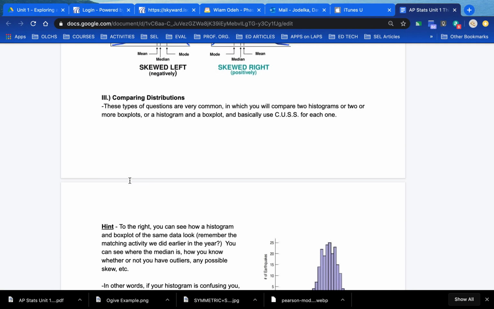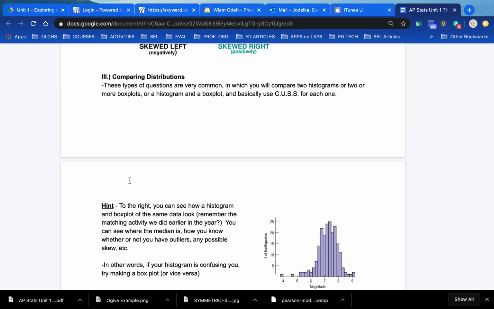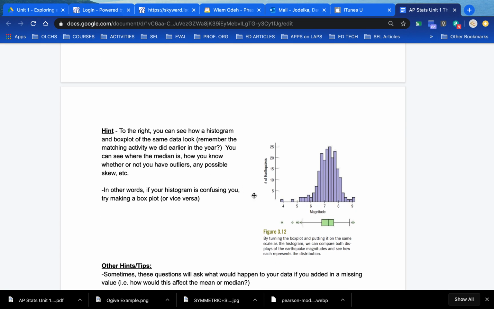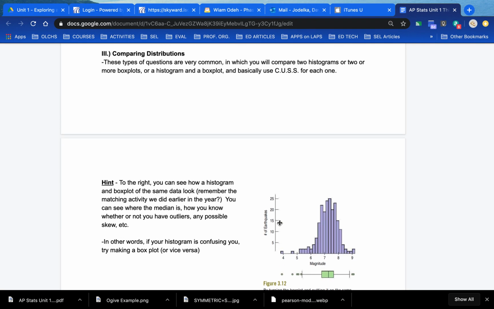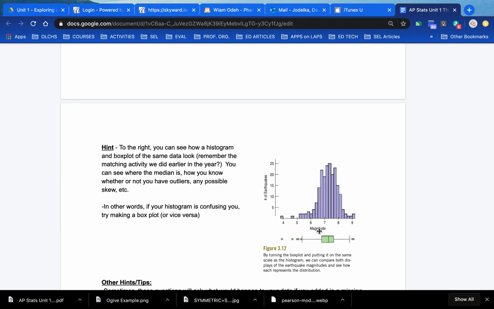Now, this would be very common. You may have even seen this in the review I gave you. They'll give you two or more histograms, two or more box plots, and say compare them. So you have to talk about CUS for the most part for each of them, but you also want to say, for instance, something like the middle 50% of this box plot is less than 75% of another box plot, or the medians all tend to be the same, but this set of data is more skewed.